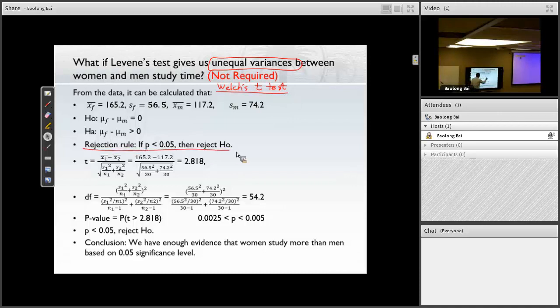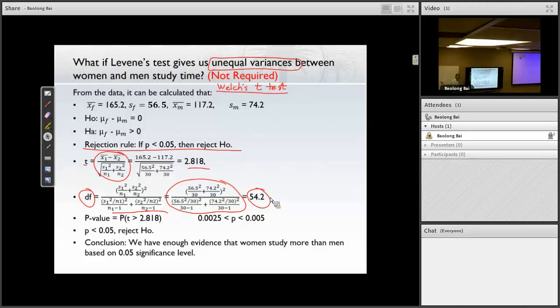Rejection rule: if P is less than alpha, then reject the null. Always the same sentence. Calculate the T statistic, plugging in all the numbers of the statistic of each group. For the degree of freedom calculation, if you plug in those numbers, it's pretty overwhelming. It's still simple math, basically algebra. You have add, subtract, multiply, divide, and that's it. But it's a little overwhelming. But you're able to find that the degree of freedom is 54.2.